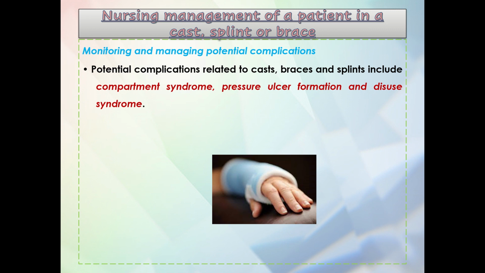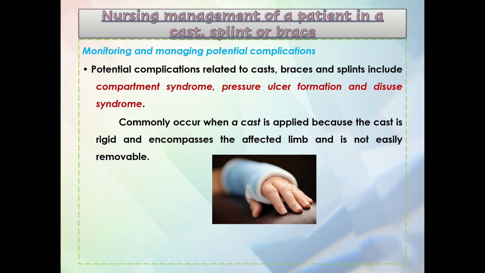So, monitoring and managing potential complications. So potential complications related to cast, braces, and splints include compartment syndrome, pressure ulcer formation, and disuse syndrome. So commonly occur when a cast is applied because the cast is rigid and encompasses the affected limb and is not easily removable. Kasi nga, parang enclosed external device yung cast na yan that is rigid. So definitely, pwedeng magkaroon talaga ng complications such as itong mga nabanggit. Compartment syndrome, pressure ulcer, and disuse syndrome.